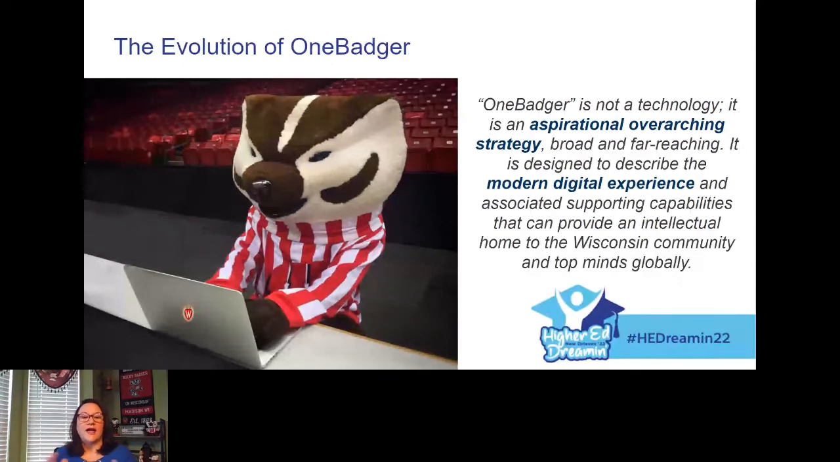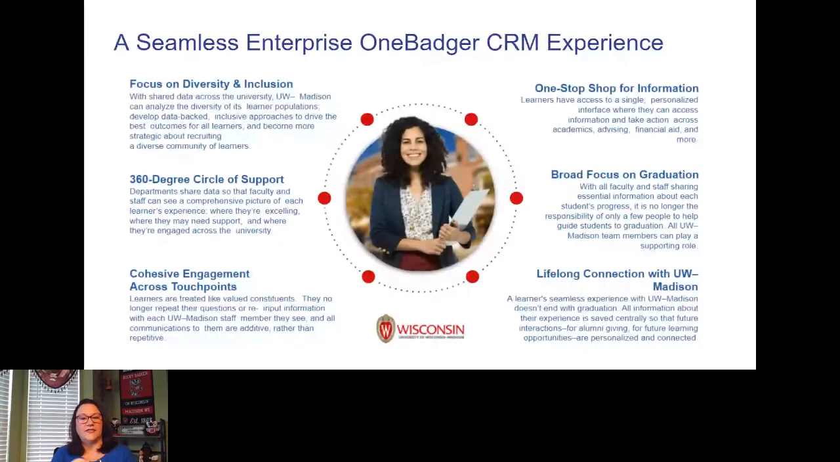So we've got a lot of folks on campus, a lot of our stakeholders and some of our leadership that are really bought into this. They get it and they understand it. So now if we think about taking that strategic vision and coming down a notch back to that technology level, how do we enable that? And what does a seamless enterprise OneBadger CRM experience look like?